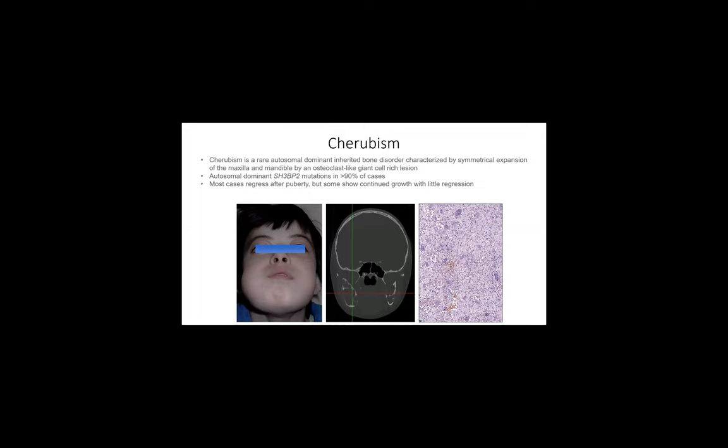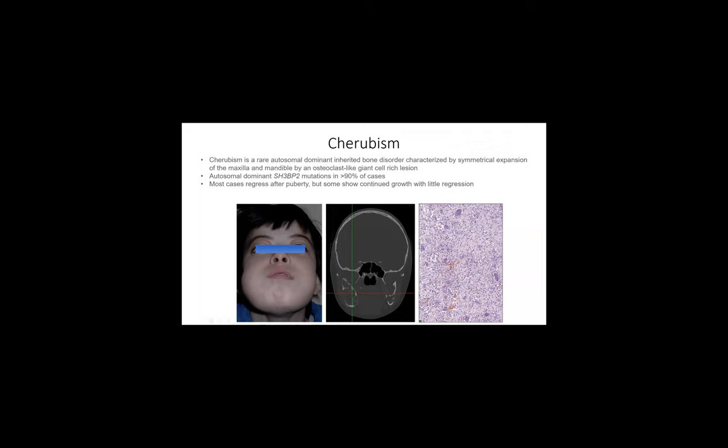Next is cherubism, and this is a really rare entity. We really don't normally see pathology specimens on this. This is a rare autosomal dominant disorder where you see symmetrical expansion of the maxilla and mandible by this giant cell rich lesion. Most cases are going to show mutations in the SH3BP2 gene. And fortunately, most cases regress after puberty, but some can show continued growth.